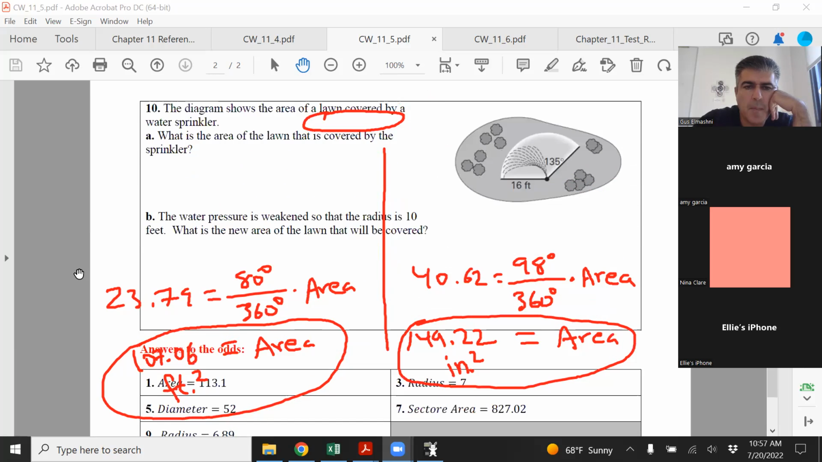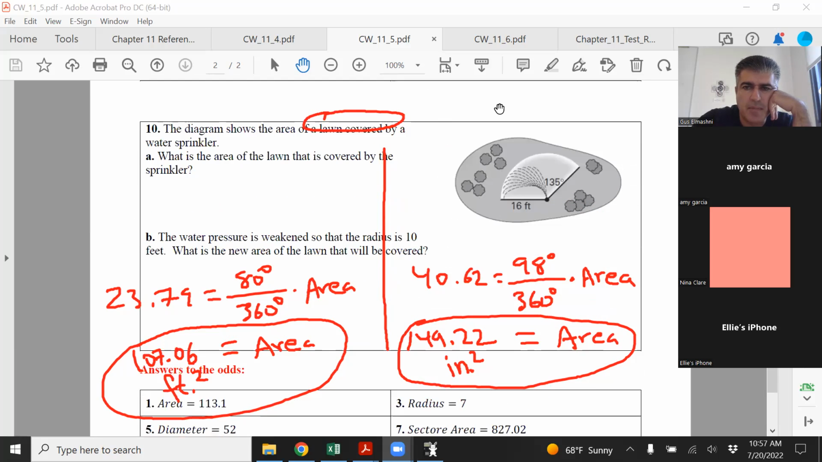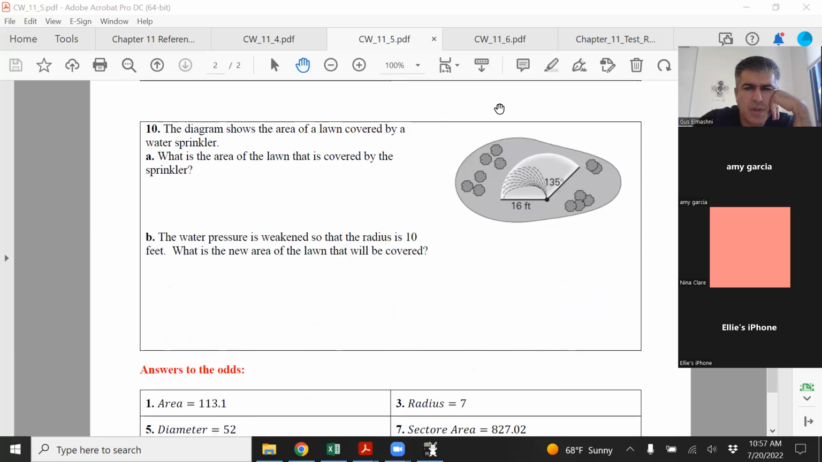Okay. Fine, let's look at number 10. So what is the area of the lawn that is covered by the sprinkler? Okay. Well, 135 degrees over 360 degrees times pi r squared. You know, because the radius of the sprinkler is 16 feet.